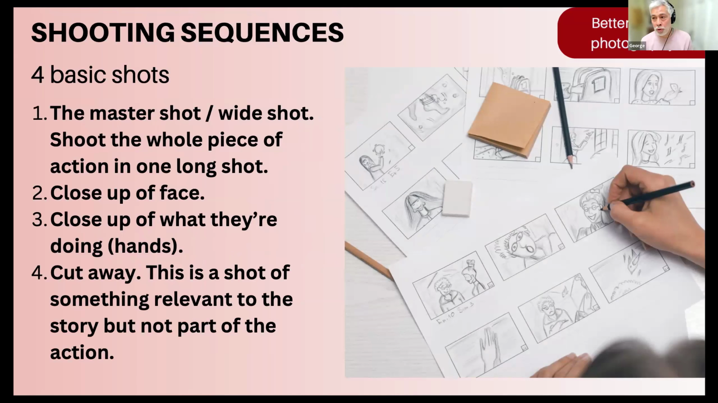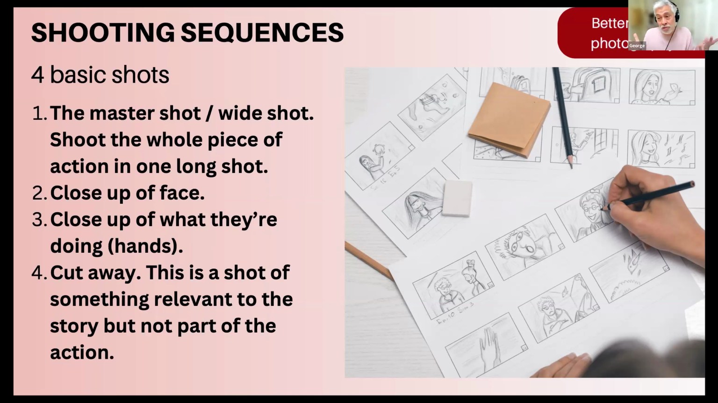There are 4 shots that you need to make up a sequence that will edit together when you sit down to edit your film. And here are the 4 shots that you need. Shot number 1 is the master shot. The master shot is a wide shot. A wide shot is the opposite of a close-up, right? A wide shot is where you can see lots of stuff happening in the same shot.